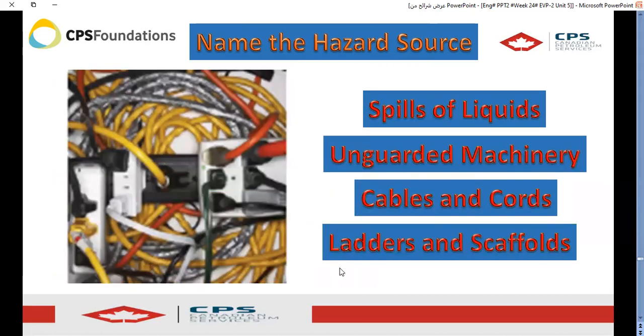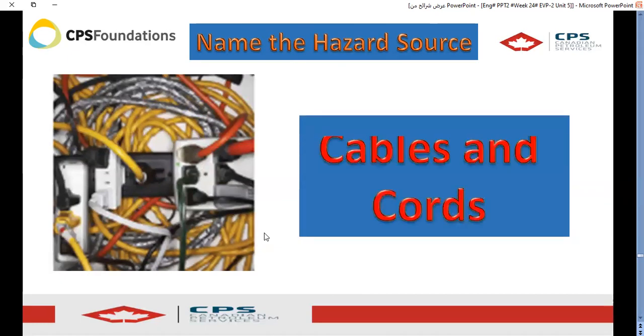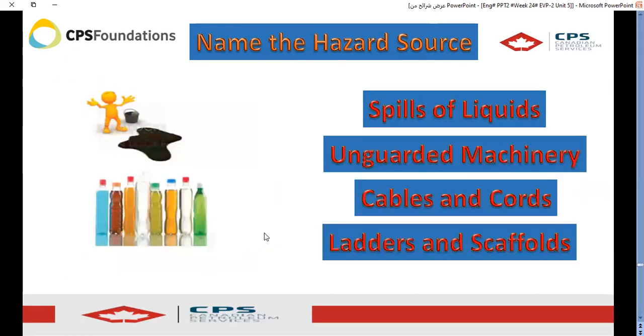Okay, what is represented by this picture? As you can see in this picture, we can see some cables and cords. Okay, what can you see in this picture? You can see some spills of liquids. Liquid may be water or oil or any chemical in the workshop. This is called spills of liquids.